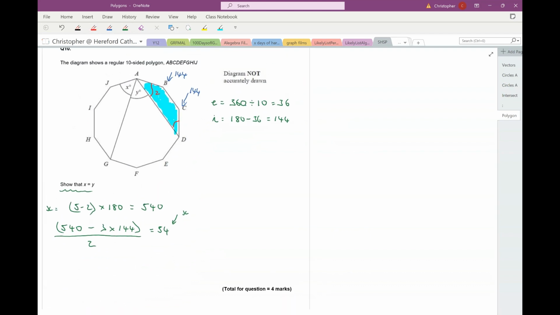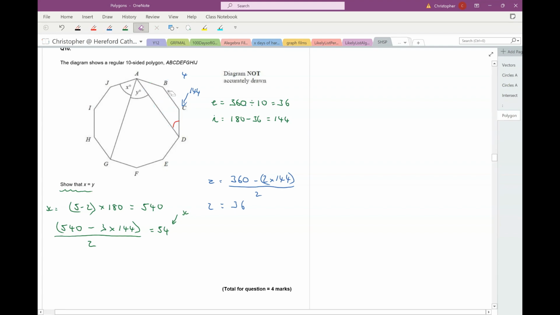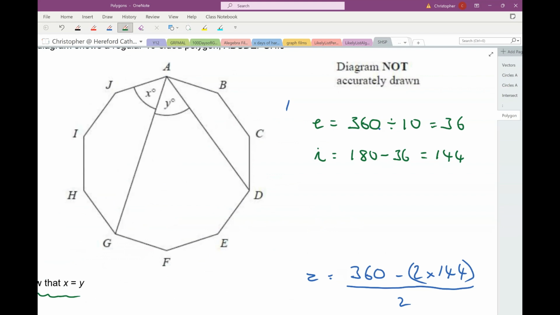So the total number of degrees in a quadrilateral is 360. So Z is going to be 360 minus the two 144s, and then that's going to be divided by 2. So that means that Z is 36. Right. Okay. So we've got 54 for X, 36 for Z.